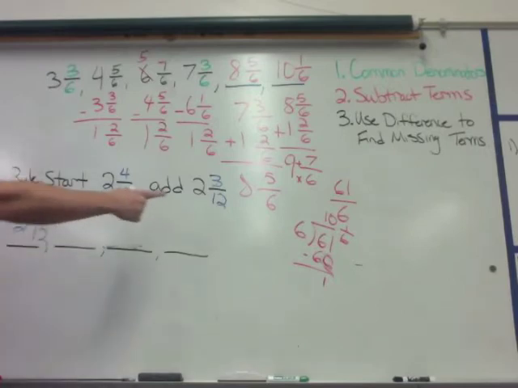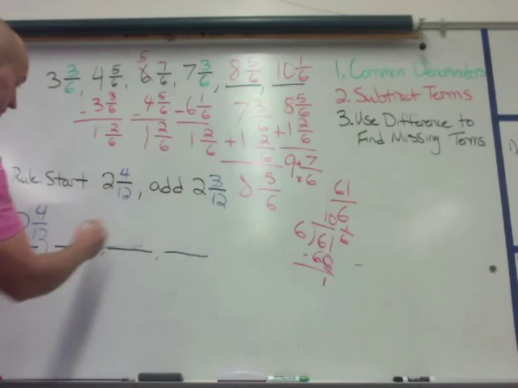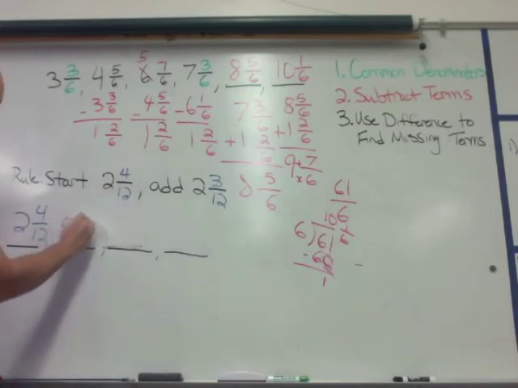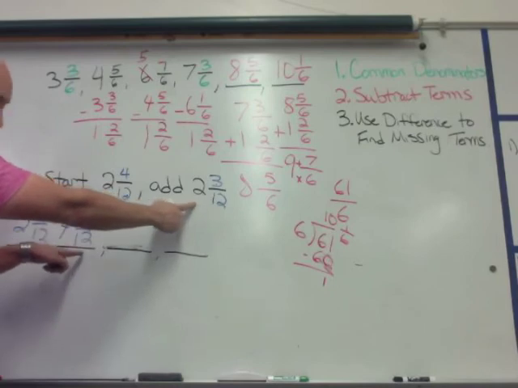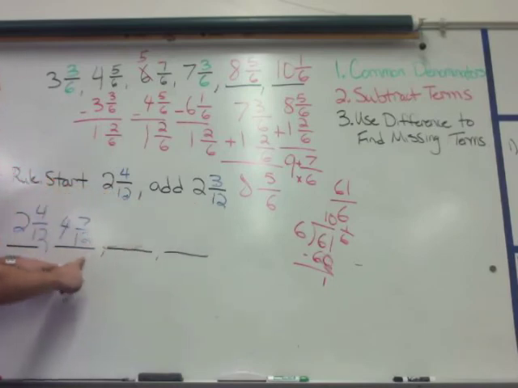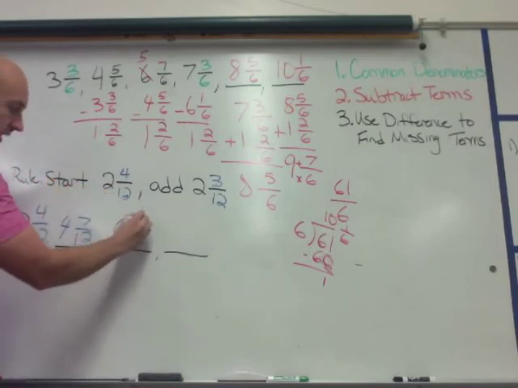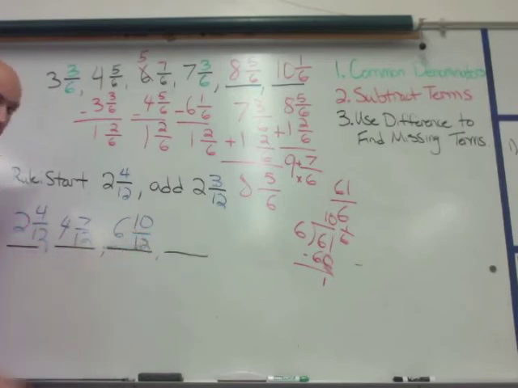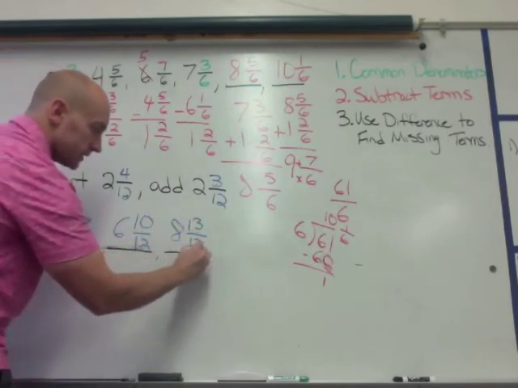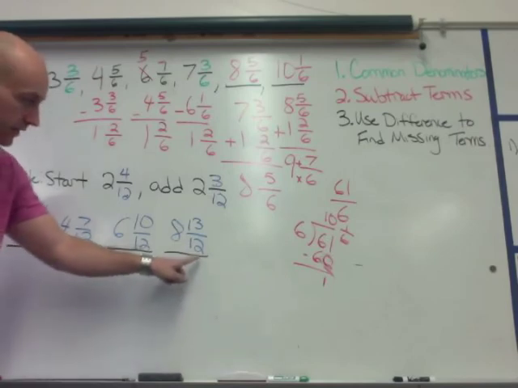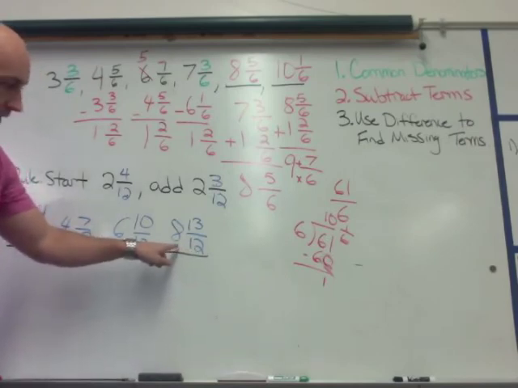And then I'm just going to add every time 2 3/12. So now I have 4 7/12. And I add another 2 3/12 to this one. And so now I have 6 10/12. And then I add another 2 3/12 to find my last term, which is going to be 8 13/12. And look, we've got another improper fraction within a mixed number.